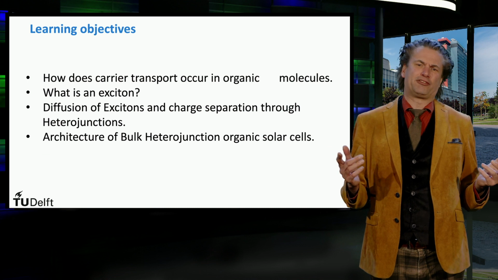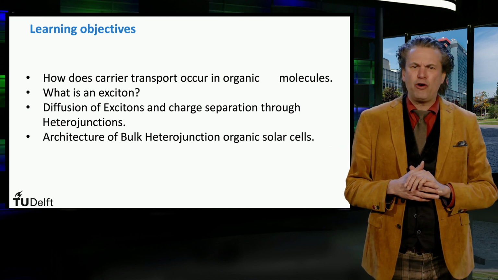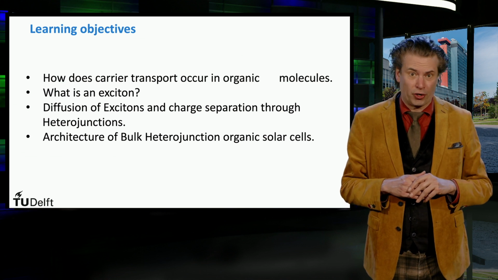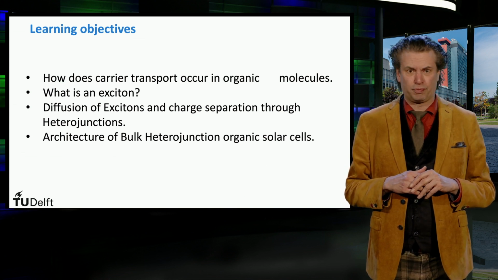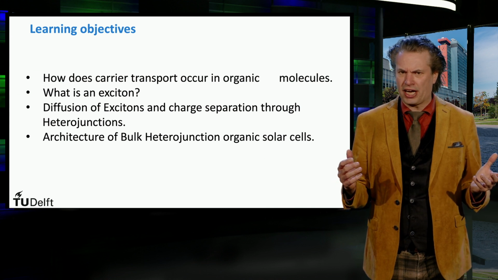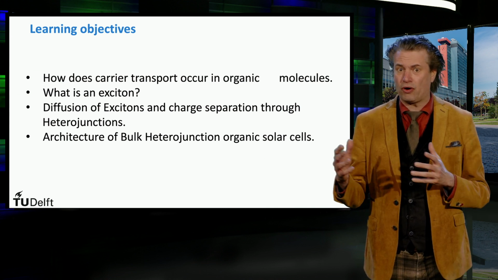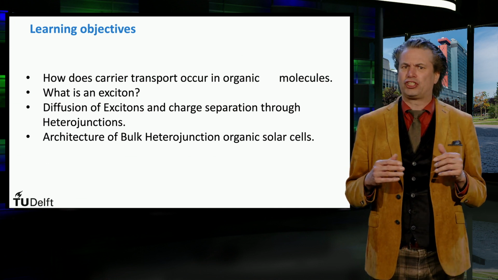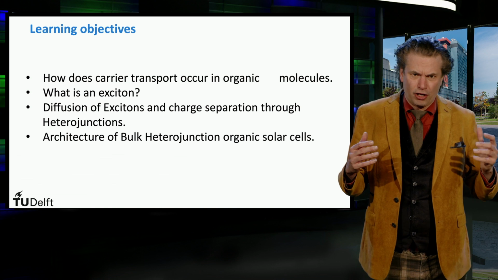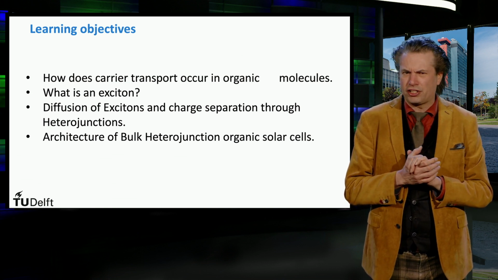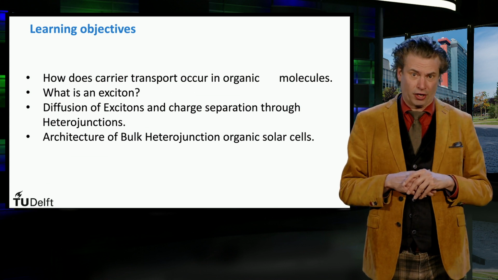The learning objectives of this video are: how do energy levels form and thus carrier transport occur in organic molecules? What is an exciton? How is doping in organic PV different from inorganic PV? How does the fusion of excitons and charge separation occur through heterojunctions? And what is the typical architecture of a bulk heterojunction organic solar cell?